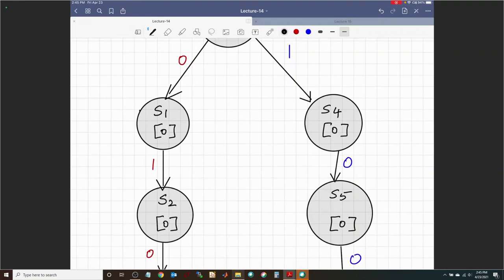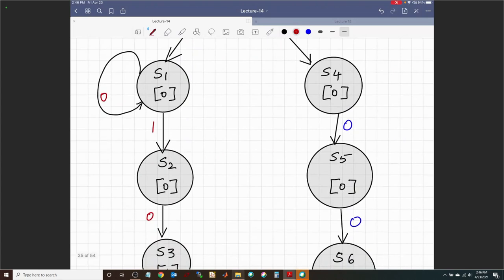So what I'm going to do is, if I get a 0 here, I'm going to self-loop, because that might be the start of the next 0, 1, 0 cycle, which I need to detect. So I need to sort of capture that newest input of 0 in my 0, 1, 0 pattern. Next, from S1, I have both arrows, 0 and 1.